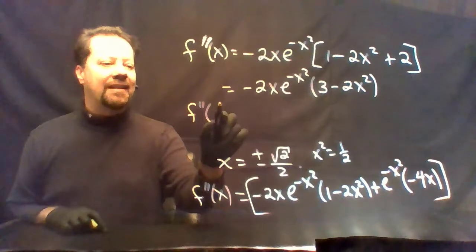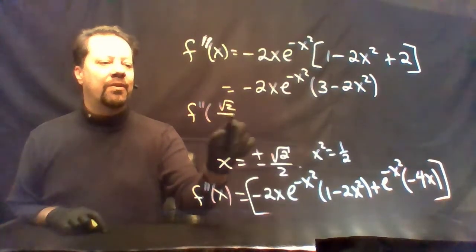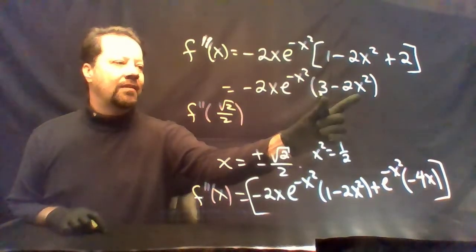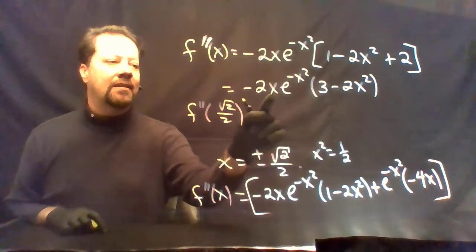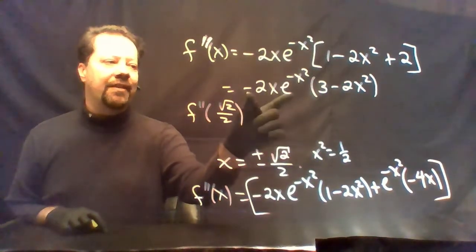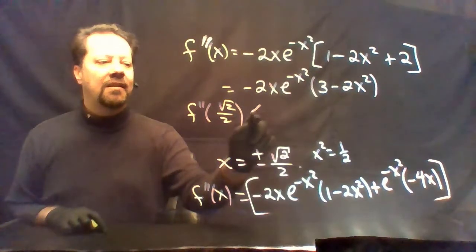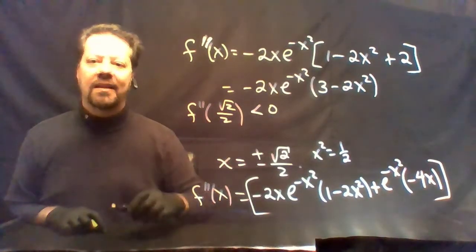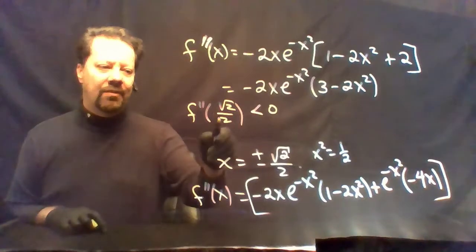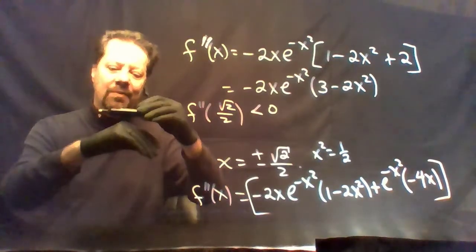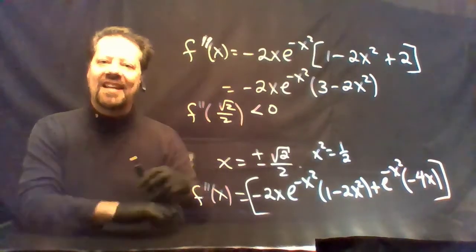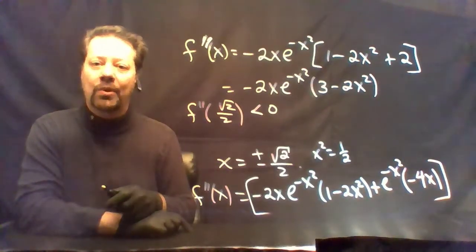Evaluating at positive root 2 over 2, we'll have a positive here in both of these cases, but plugging in a positive in the first factor gives us a negative. It's concave down at root 2 over 2. Since it's concave down at a place where the slope is 0, that implies we have a local max.